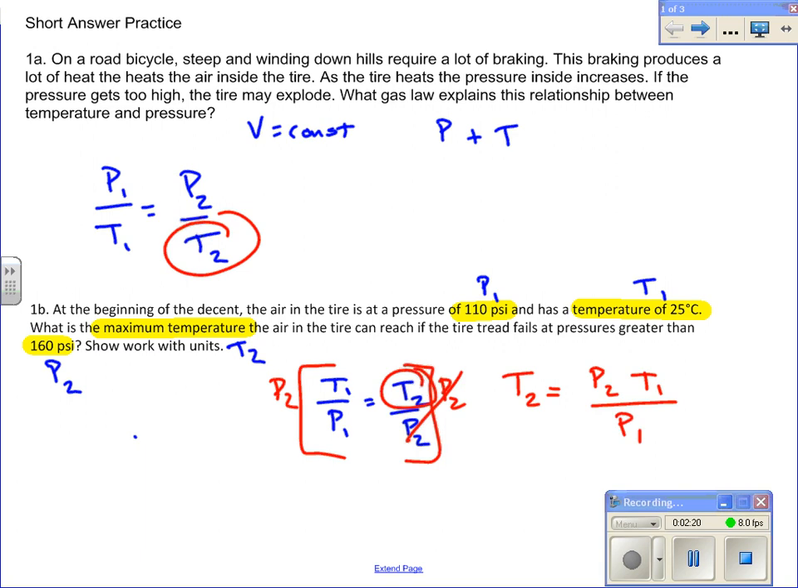So let's just put in what we know. I'm going to do it down here in the other corner. P2 is 160 psi. That's the failing pressure. T1 is the temperature that we started out, which was 25 Celsius. We know we don't put it as Celsius. That's 298 Kelvin. And P1 is the starting pressure, which was 110 psi. According to my calculator, when I put that value in there, I get that the braking to give us this pressure in the tire, this failing pressure, would produce a temperature of 433 Kelvin.